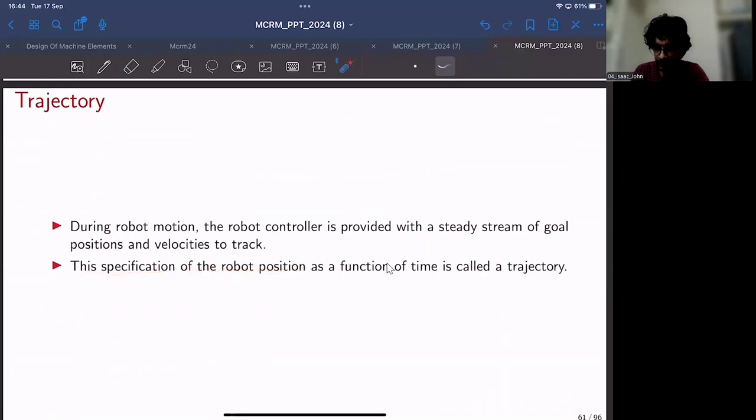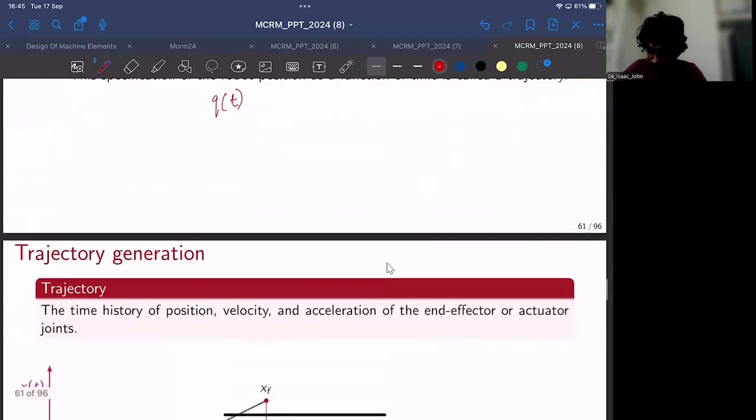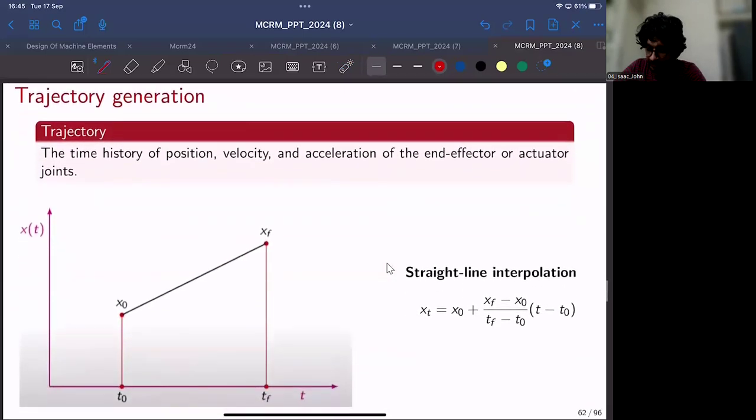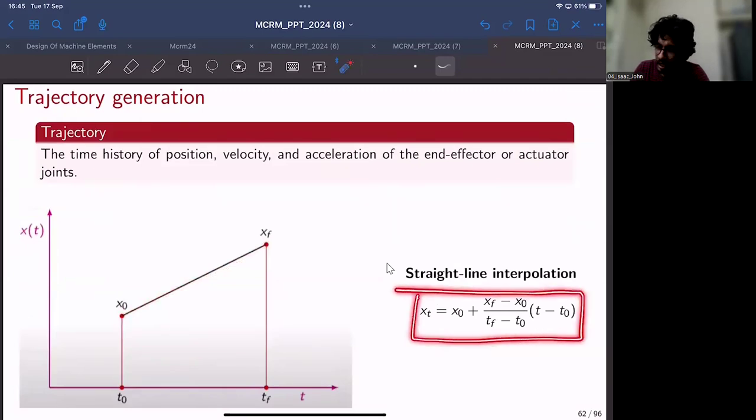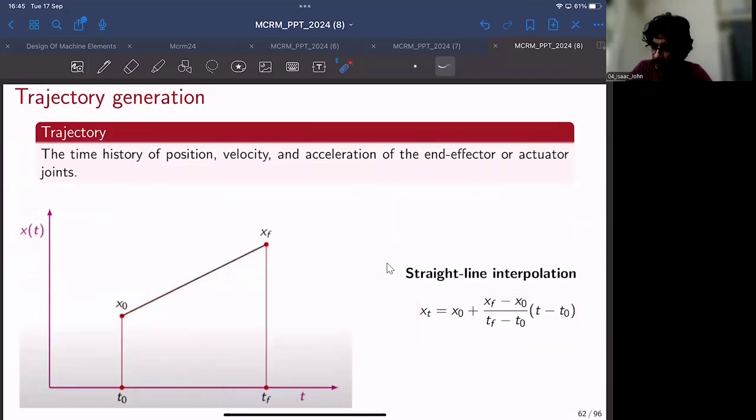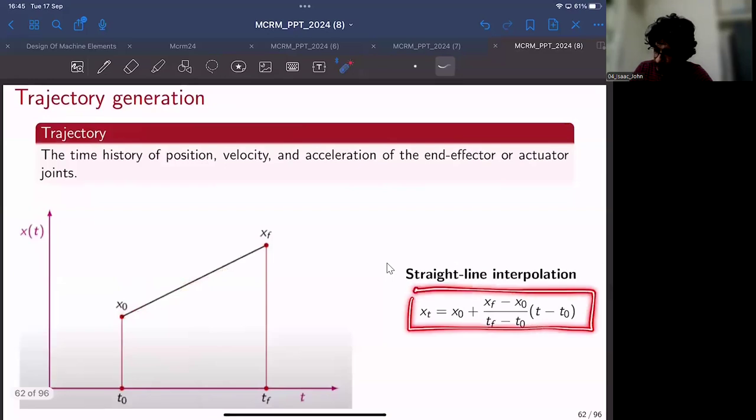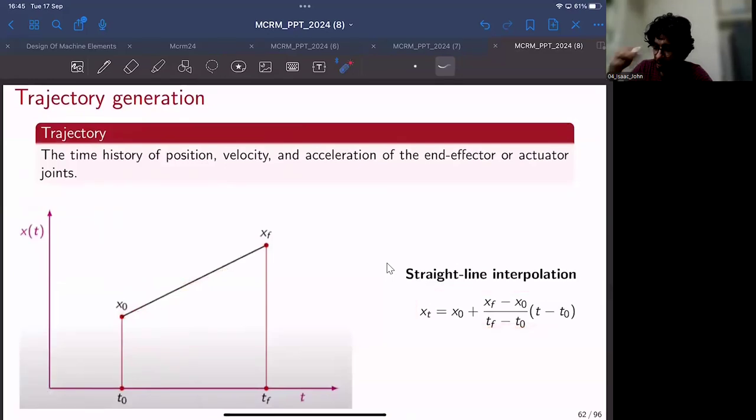So just to skim forward the topics, trajectory is nothing but the specification of robot position as a function of time. So you need the position of the robot's joint variable or task space variable as a function of time. That is what we call a trajectory. And for a straight line interpolation, if you want a coordinate of a robot to move from an initial position to a final position as per a straight line, you can basically use the equation of a straight line. It's a basic equation of a straight line.